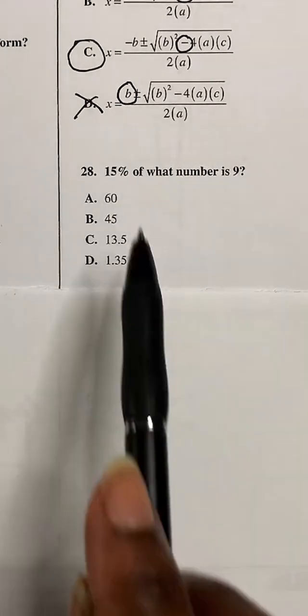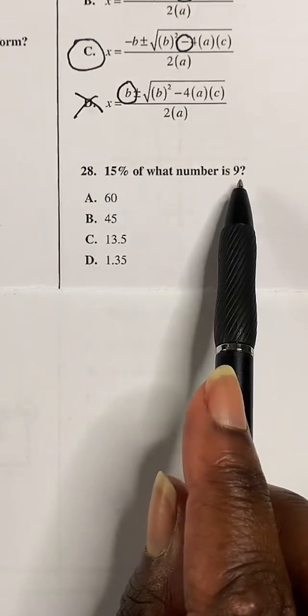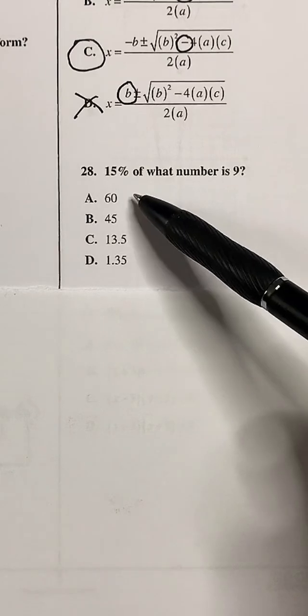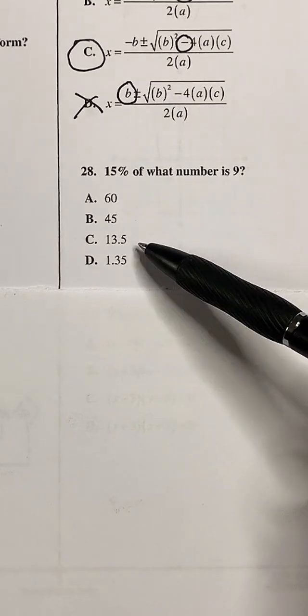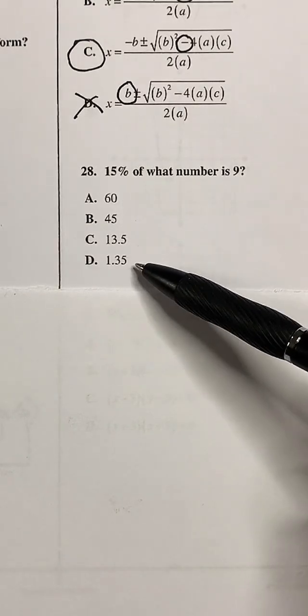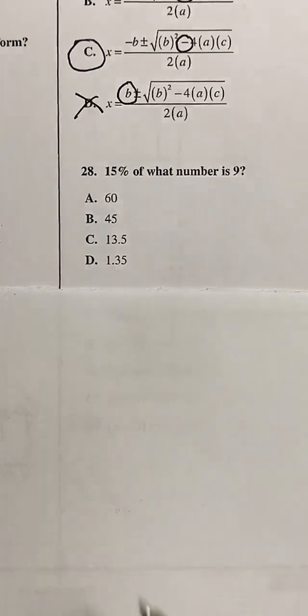All right. So now, 15% of what number is 9? Is it A, 60, B, 45, C, 13.5, or D, 1.35?